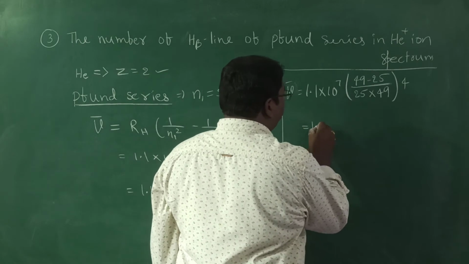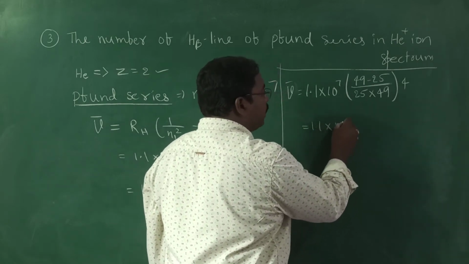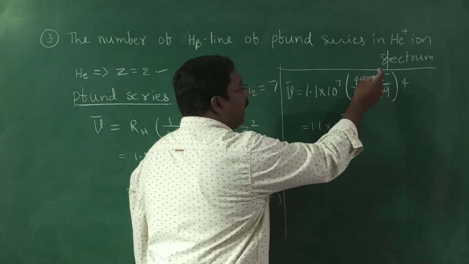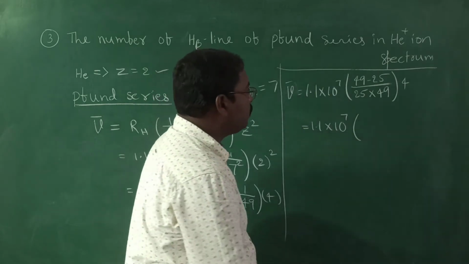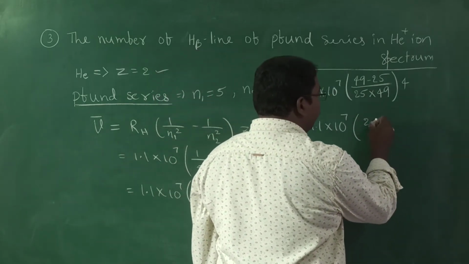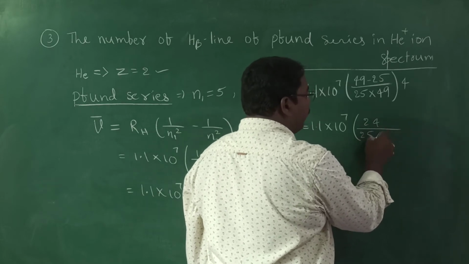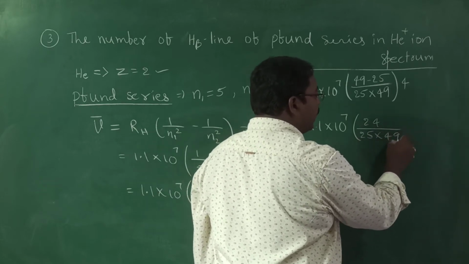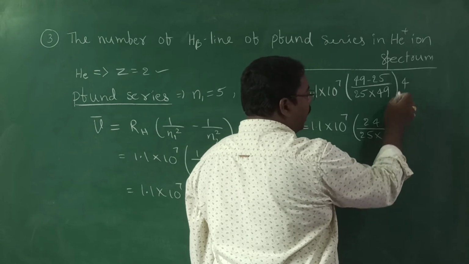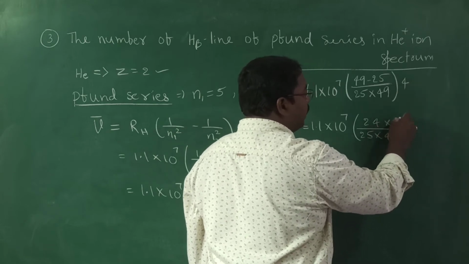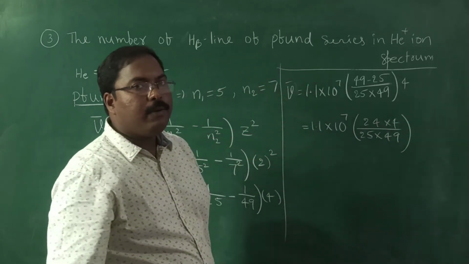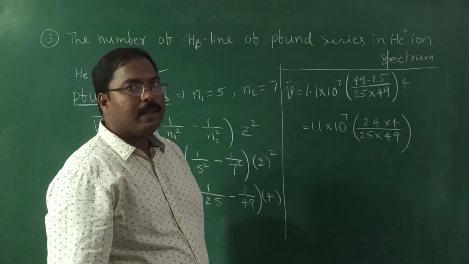Now 1.1 into 10 to the power 7. 49 minus 25. How much is it? 24 divided by 25 into 49. Outside we have 4. That 4 also I have written here. Then we need to simplify. Okay?